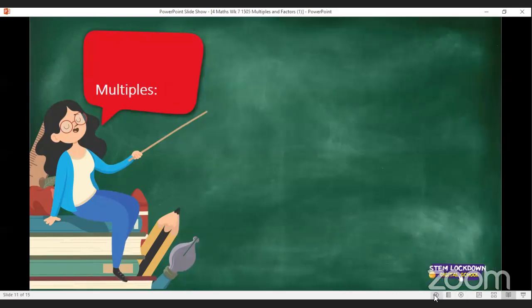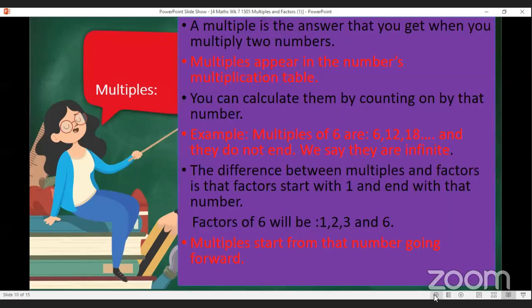And then we look at multiples. When we talk about multiples, this one is the easiest. A multiple is the answer that you get when you multiply 2 numbers. Multiples appear in the number's multiplication table. You can calculate them by counting on by that number. So if we're looking for multiples of 2, it's going to be 2, 4, 6, 8, 10, 12, right?